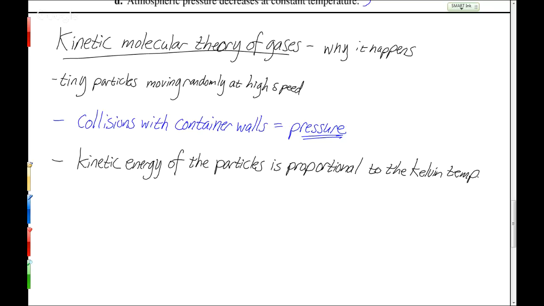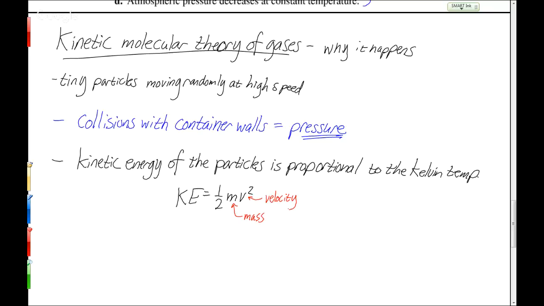And I don't know if anybody knows this from physics, but kinetic energy in physics is defined as 1/2 times the mass times the square of the velocity. You don't have to know that. But what it does tell us is that higher temperature particles are moving faster than lower temperature particles. The kinetic energy is proportional to the square of the velocity. So the higher the energy, the faster they're moving.